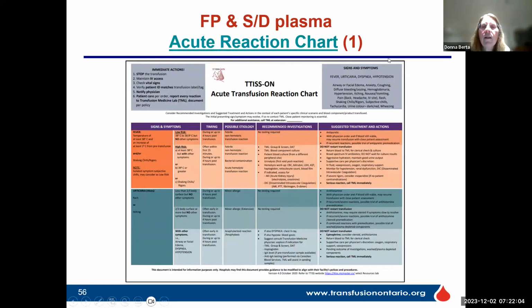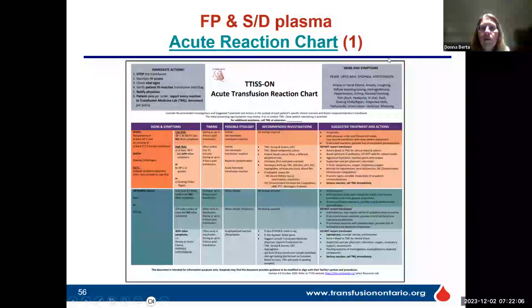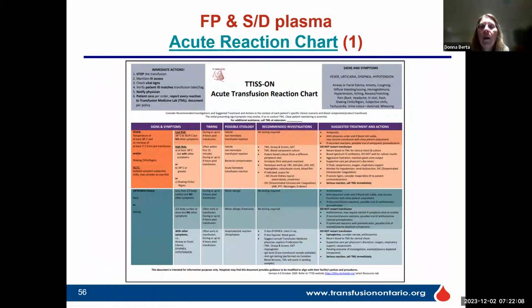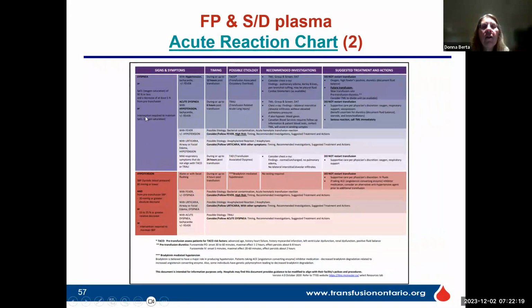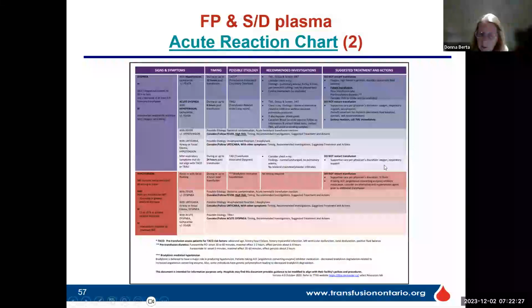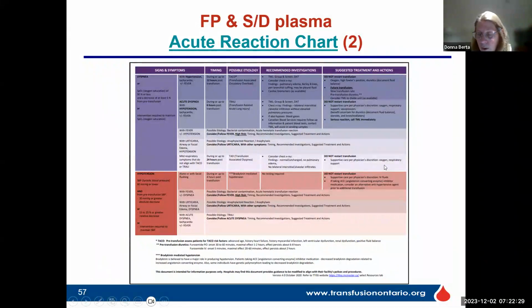This is the standard Ontario acute reaction chart. Your hospital's one may be a little bit different. There are links to it here. It's a 2-pager because there's signs and symptoms of fever, urticaria, dyspnea, or hypotension. This side lists the signs and symptoms. On this side of the chart is the recommended investigations and suggested treatments. So I'll leave you with that to review or to look at your hospitals.